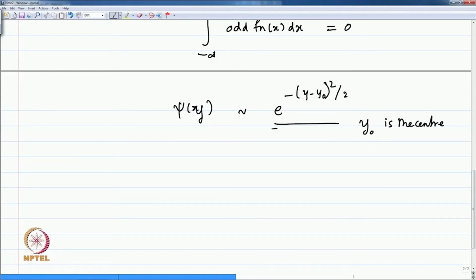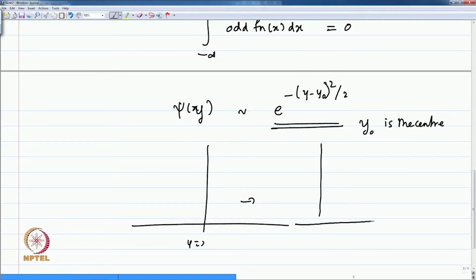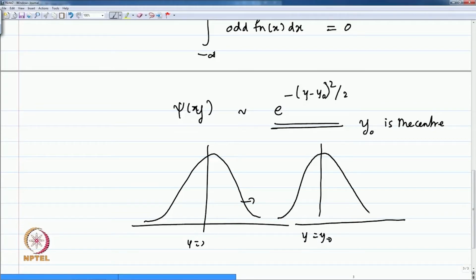Because you see, this function will have a maximum at y equal to y naught, and therefore this is a Gaussian shifted from y equal to 0 to a Gaussian shifted at y equal to y naught. Okay. So if you have it at 0, this is now the Gaussian shifted at y naught, and this point is the midpoint, which is y equal to y naught.